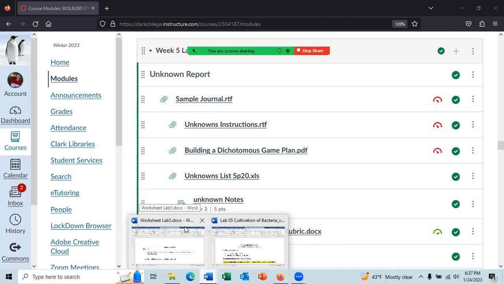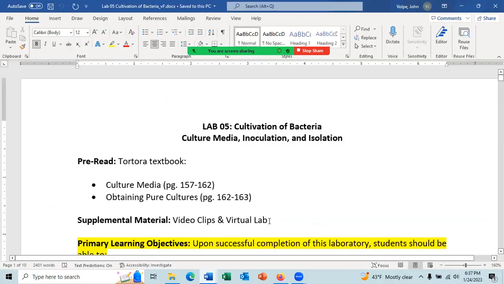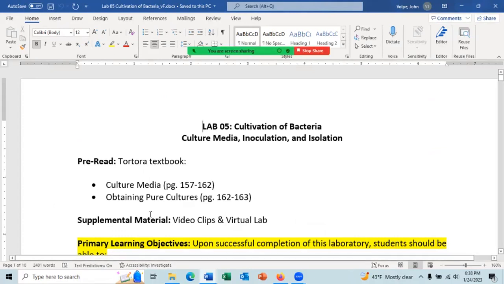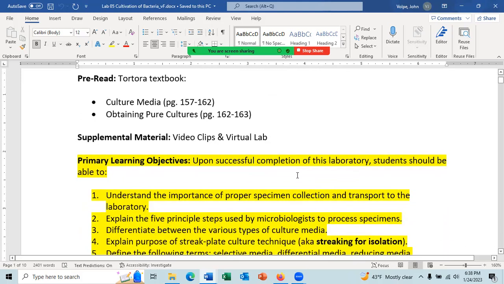Our lab for today is lab 5, cultivation of bacteria: culture media, inoculation, and isolation. I don't know if you can see that, but my glasses are a little dirty. There is some reading you should do before you do this lab: pages 157 to 162, talking about culture media, which we'll talk about today, and pages 162 to 163, obtaining pure cultures. There are some video clips as supplemental material. There's no virtual lab today.